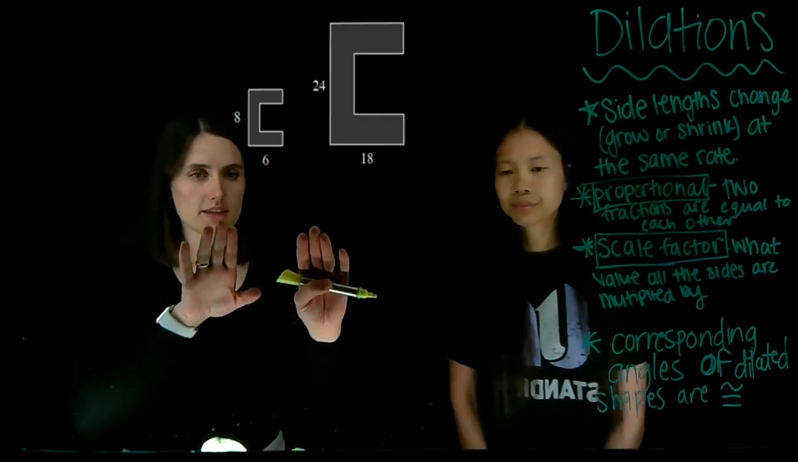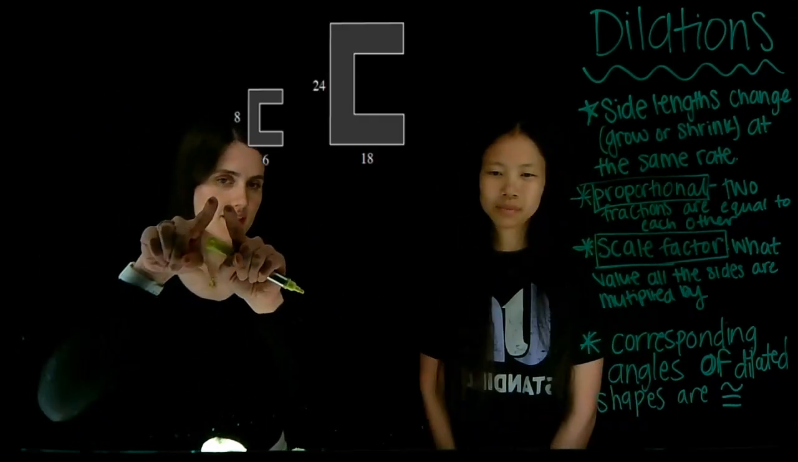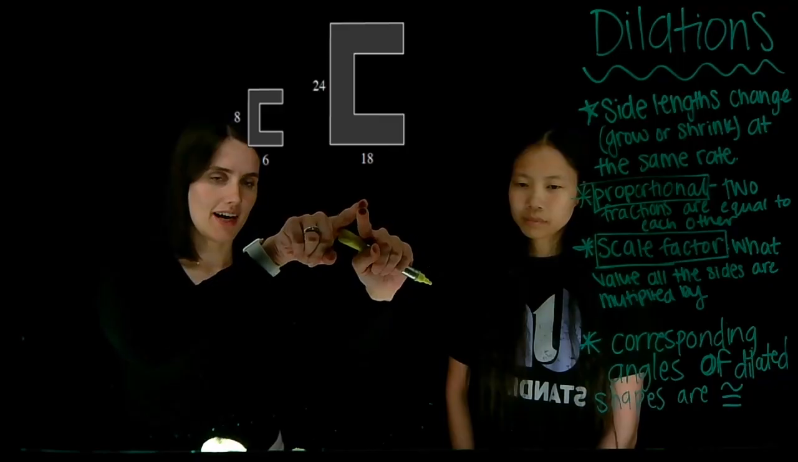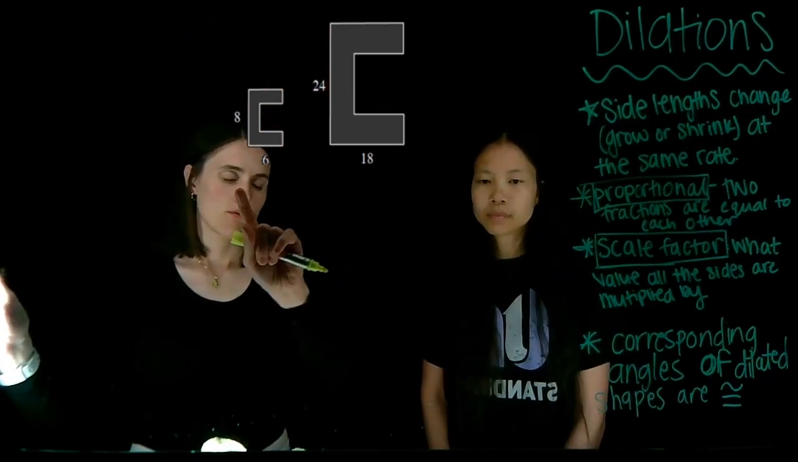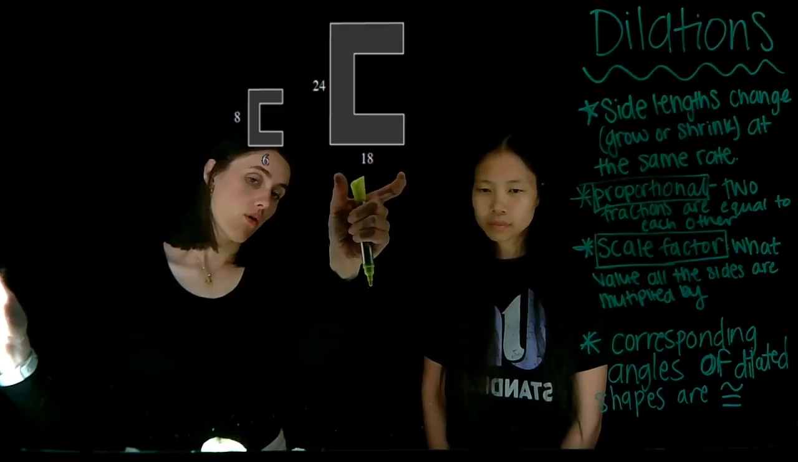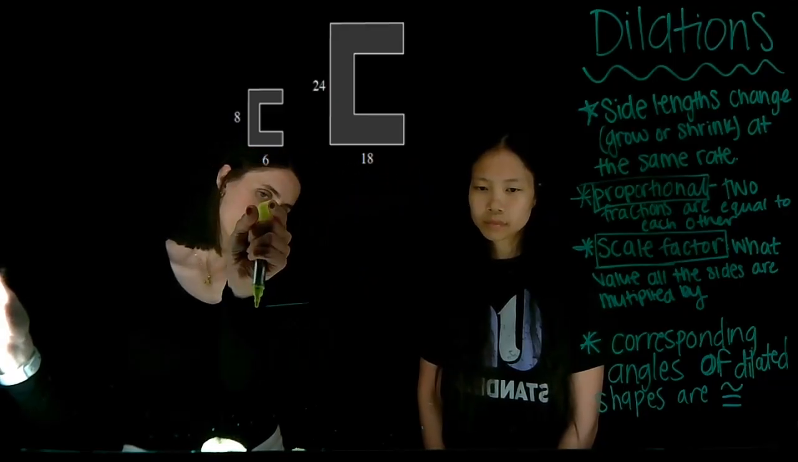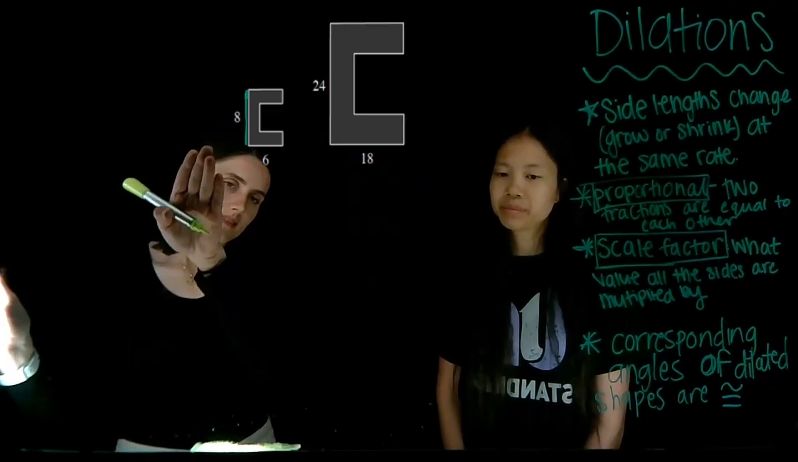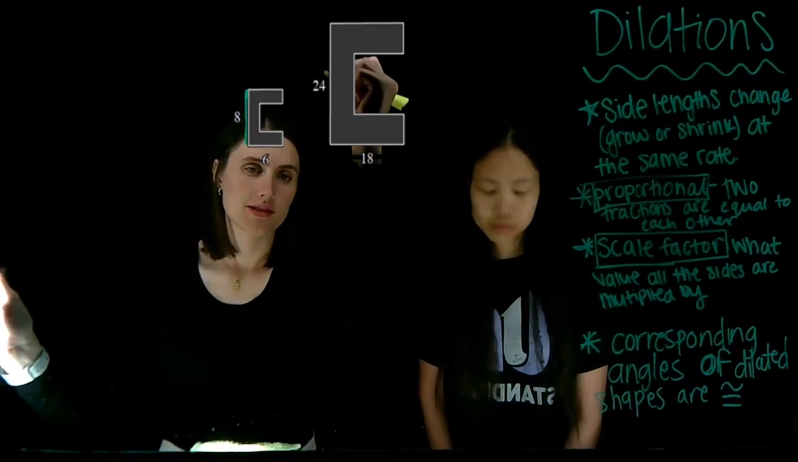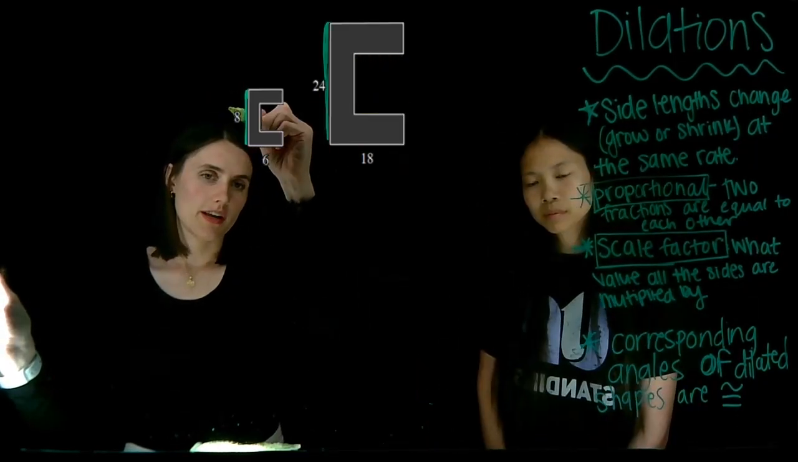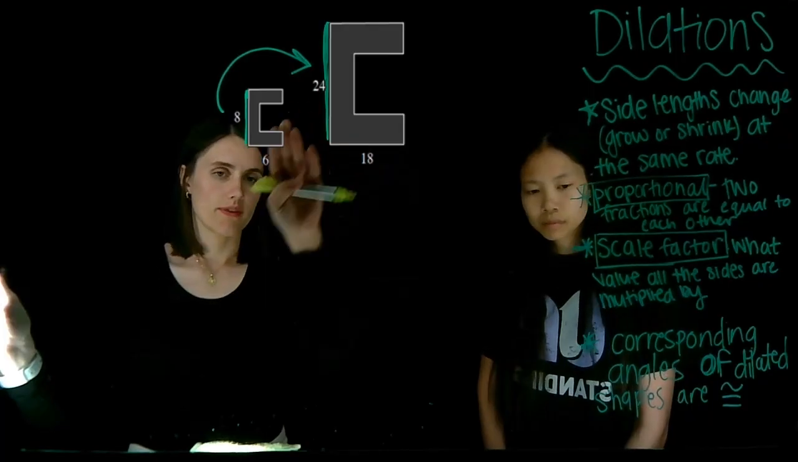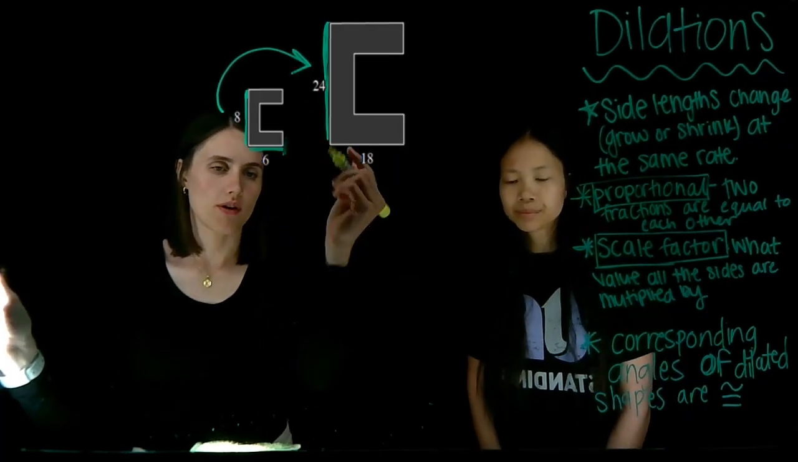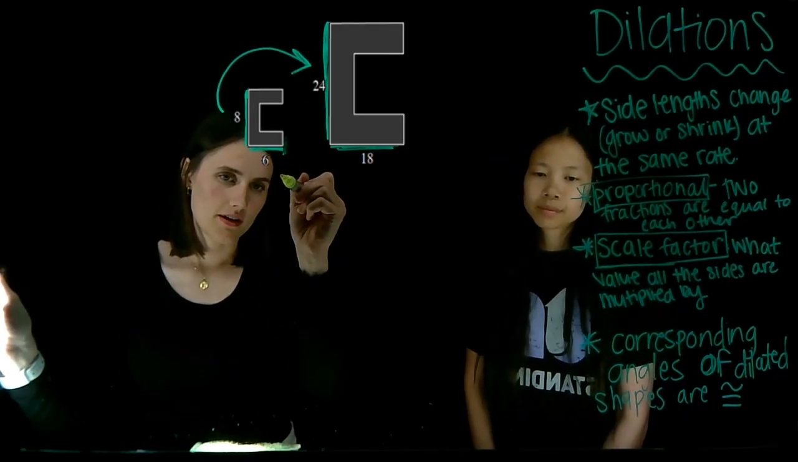All right, let's look at these shapes right here. We have this little tiny C and then a C that has been enlarged. Let's see if we can figure out what the scale factor is when this shape is dilated here or when this shape was shrunken down to here. If we start with our smaller shape, side length 8 corresponds with side length 24. So I'm going to draw an arrow from 8 to 24 so that I know that 8 corresponds to 24. And if we look at side length 6, corresponds to side length 18. So I'll draw an arrow 6 to 18.